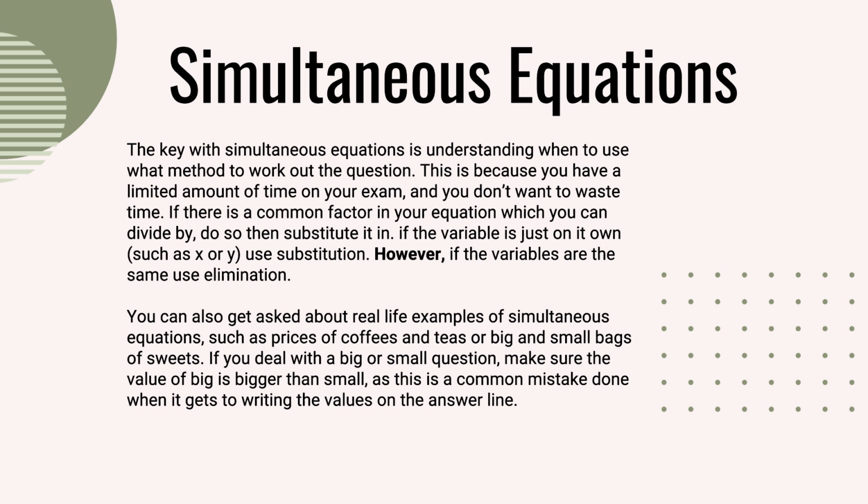This may seem common sense and stupid, but this is a common mistake when you get to writing your values on the answer line. I've seen so many people get the right answer and then put the value for the big sweets on the small sweets, and then you just lose your marks because you wrote your answer on the answer line, meaning you'll lose marks because that's what you've said is right when it's wrong, even though you've worked it out right in the question. And it's a silly way to lose marks when you've done the whole question right.